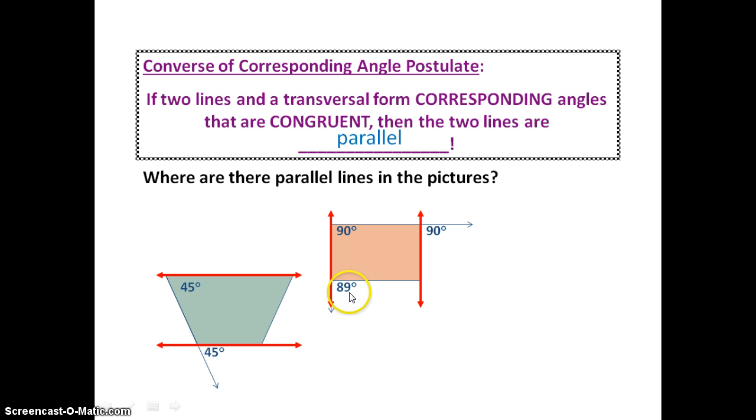Even though these are corresponding angles, they are not congruent, which means that these two lines right here are not parallel. And then the final picture. I look at my two 37-degree angles. I see that they are congruent. This one's on the top of this line, this one's on the top of this line, and they both are on the same side of the transversal. So my parallel lines are going to be here.